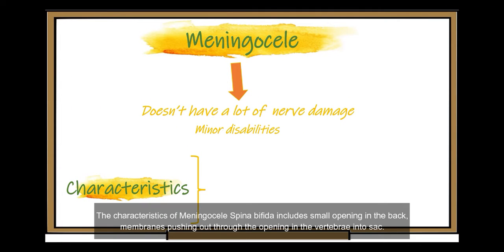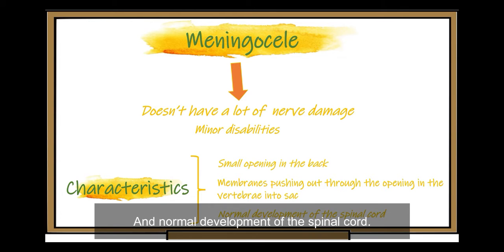The characteristics of meningocele Spina Bifida include a small opening in the back, membranes pushing out through the opening in the vertebrae into a sac, and normal development of the spinal cord.